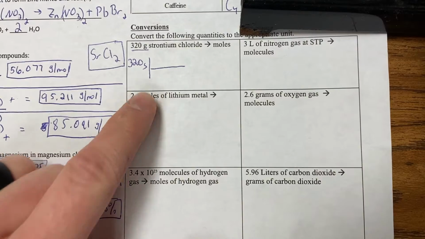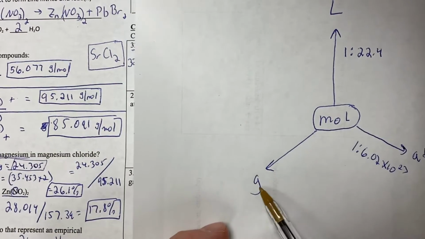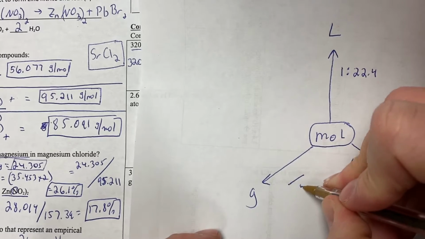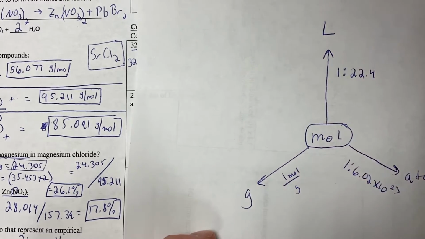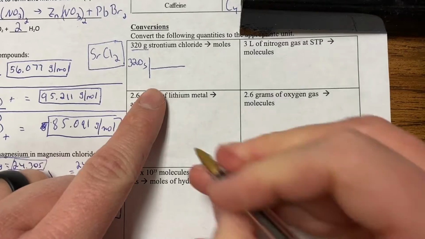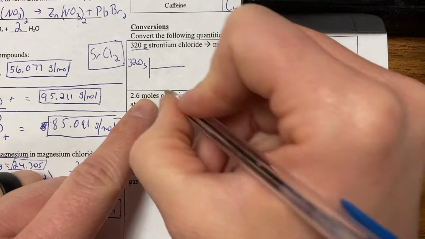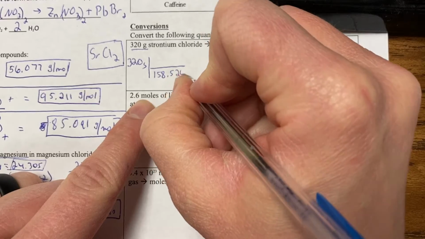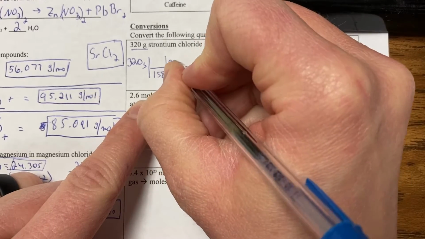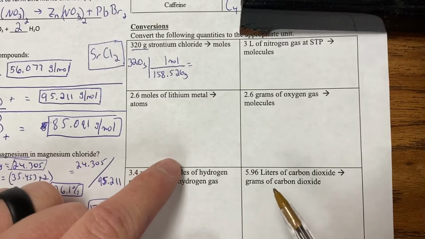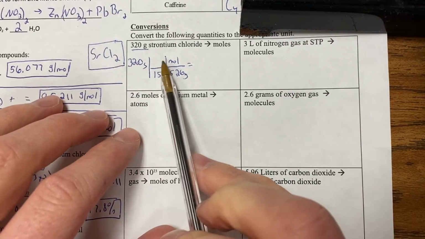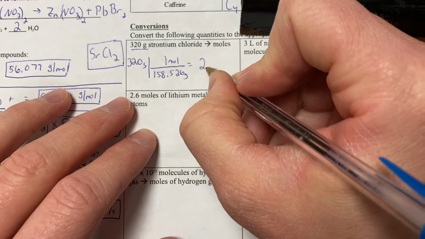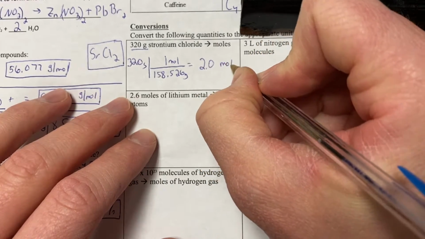If I'm going through my mole bridge, I'm going to go from grams to moles. Grams is going to be on the bottom, per 1 mole on the top. Here there are 158.526 grams for 1 mole of strontium chloride. So I take 320 times 1 and divide it by that, and I get 2.0 moles.